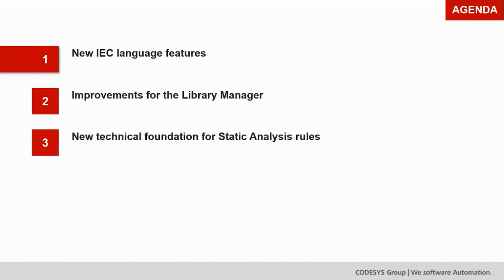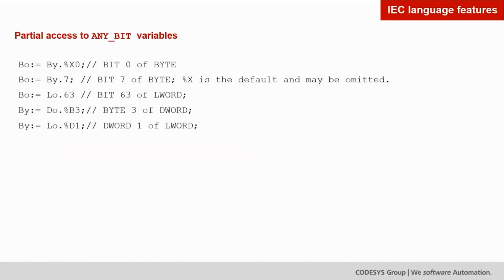I will start with the introduction of new IEC language features in the compiler itself. The IEC declares a feature called partial access to any bit variables. This is a feature already existing for some time in the IEC 61131-3, and CODESYS supported a small part of it, namely accessing specific bits of bytes or words, for example. So this is like the second row here in this example.